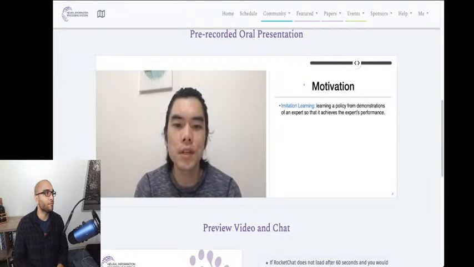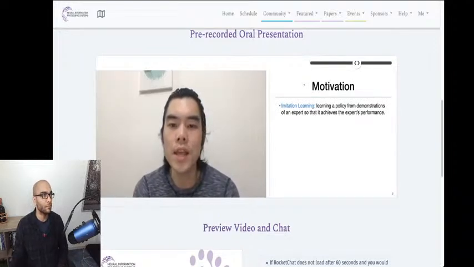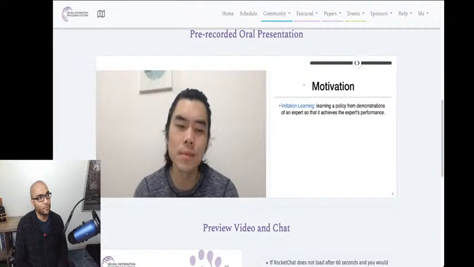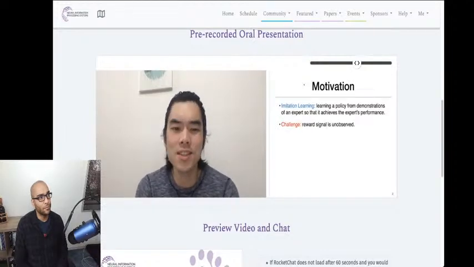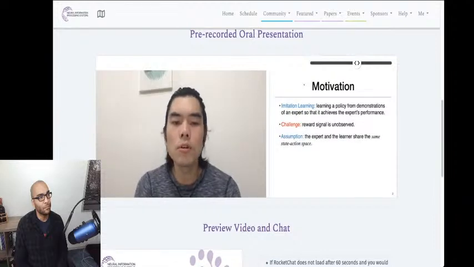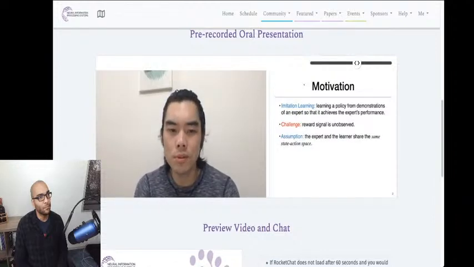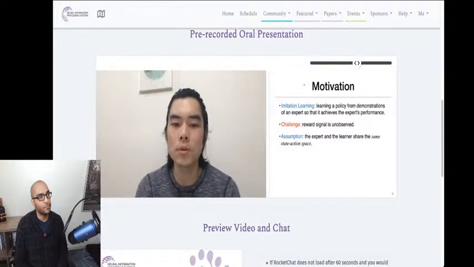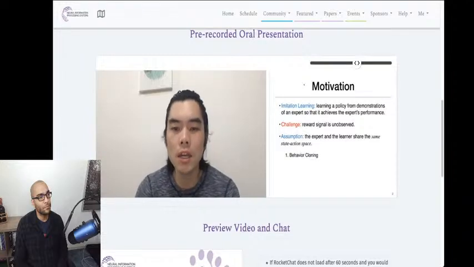Imitation learning is a learning paradigm where an agent or learner tries to obtain a policy from demonstrations of an expert so that they can achieve the expert performance. The challenge here is that reward signal is often unobserved. Most imitation learning algorithms assume that the expert and the learners share the same state action space. These algorithms include behavior cloning and inverse reinforcement learning.